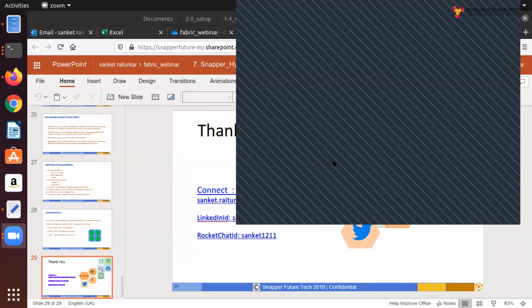Actually, I have two organizations. Each organization has one peer. And I want to have two CLIs, two CouchDBs, and two CAs. Every peer having the CLI and CouchDB. So how to fix that data?